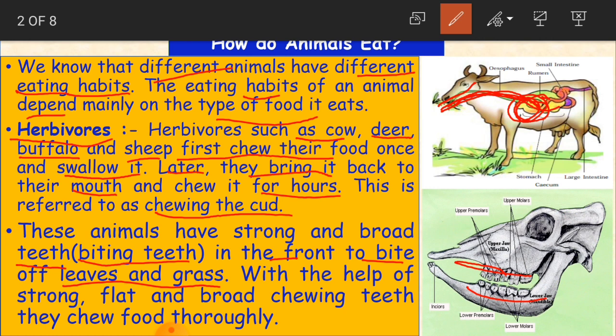With the help of their strong, flat and broad chewing teeth, they chew food thoroughly. In the sense, with the help of these teeth, they are going to chew the food thoroughly.